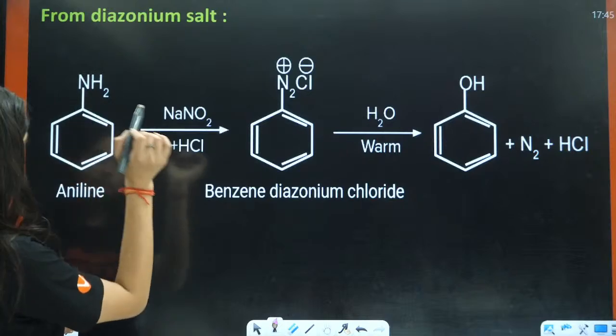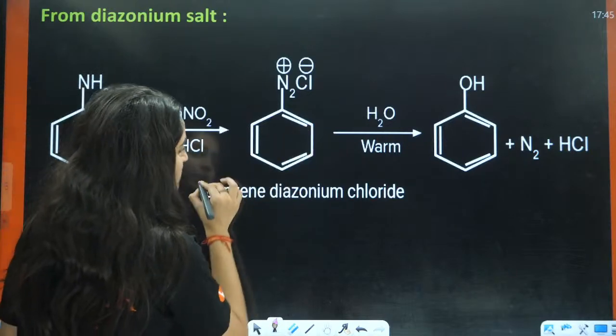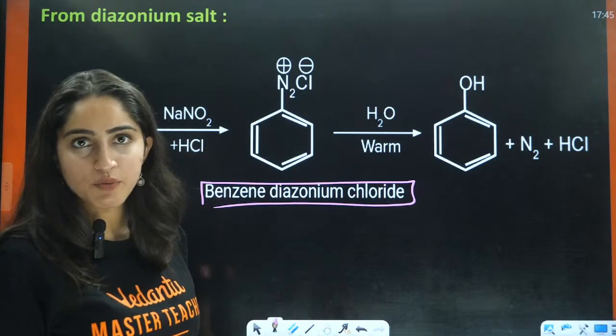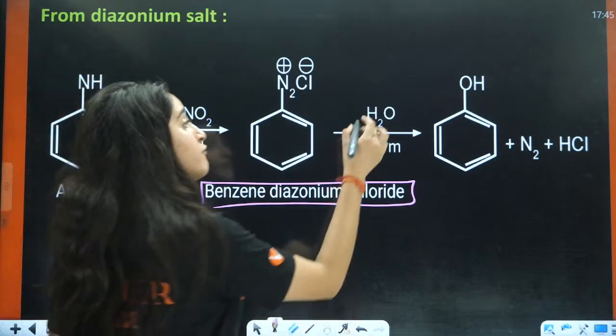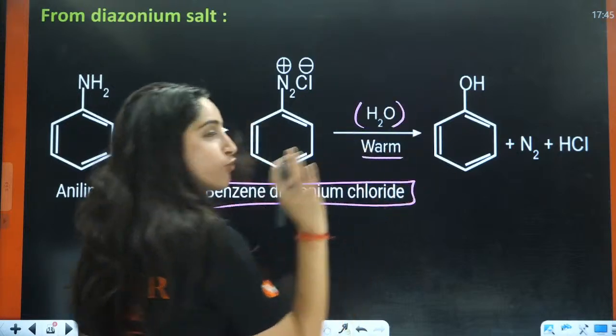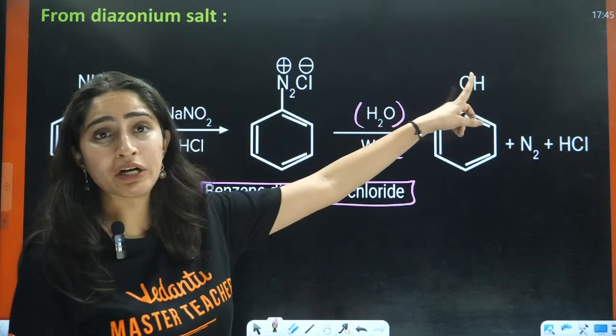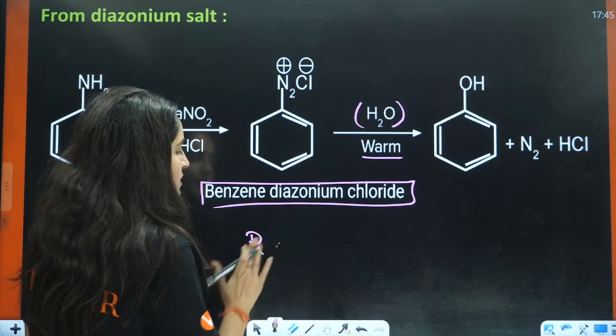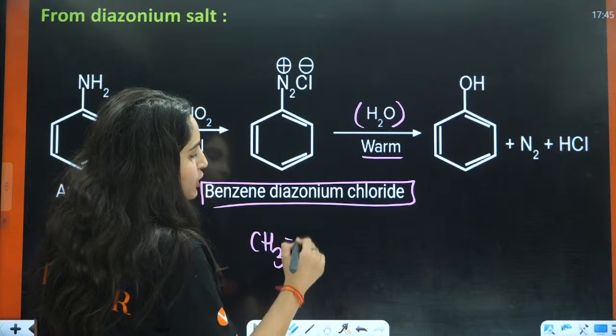Now, this is your diazonium salt, benzene diazonium chloride, right? This diazonium salt, very important, when you add water and just warm it, is converted to phenol, right? Similarly, for example, you have some CH3N2Cl.